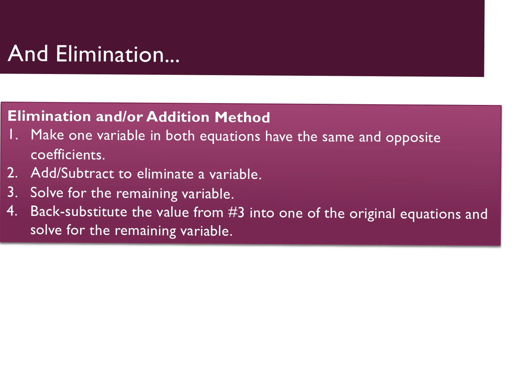The first thing you'll do is you'll make one variable in both equations have the same and opposite sign coefficients. Okay, so that's the first step. The next step is to add or subtract to eliminate a variable. Then what you'll do is you'll solve for the remaining variable. So if you eliminated x, you'll solve for y. And then you'll use back substitution, using the value from number 3 in one of the original equations to solve for that remaining variable.